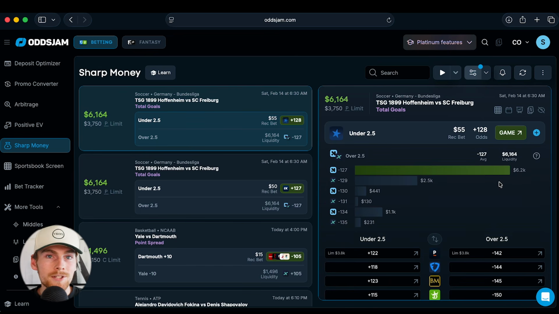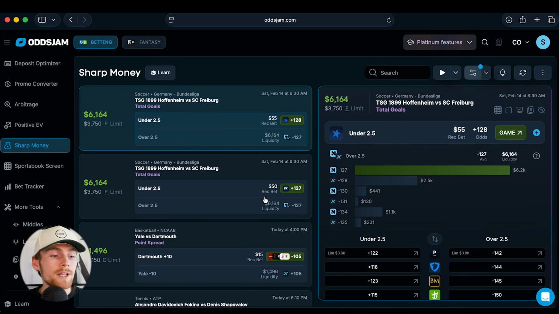And the reason this tool is so powerful is because the sharp money tool will flag large abnormal amounts of liquidity on these markets. So when we see somebody trying to bet $6.2 thousand on an under in a soccer market, that's not your average sports bettor. That's not your friend placing a bet on the weekend. This is a professional bettor who has an advanced model or some sort of inside information or knows the team extremely well that is very confident that this game is going to end with less than 3 goals.